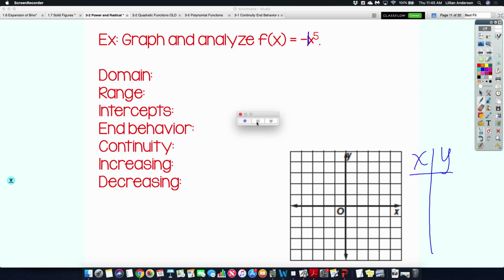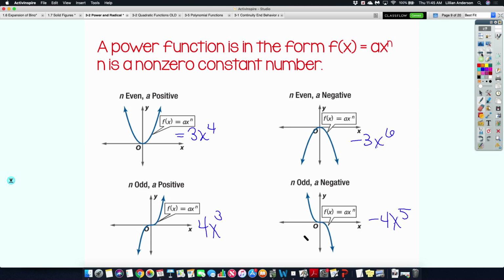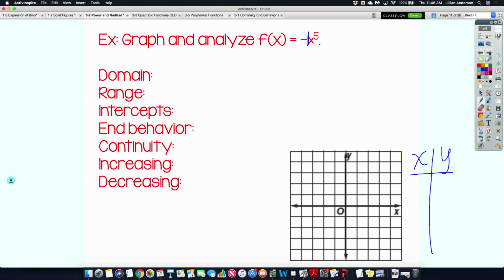Okay? So hopefully your graph looks like this one right here. Did it? It should have. Okay? Now you're making me question. Let's make the table first, okay? -2, -1, 0, 1, and 2. If I plug in -2, I'm going to do what to it first? Anyone?